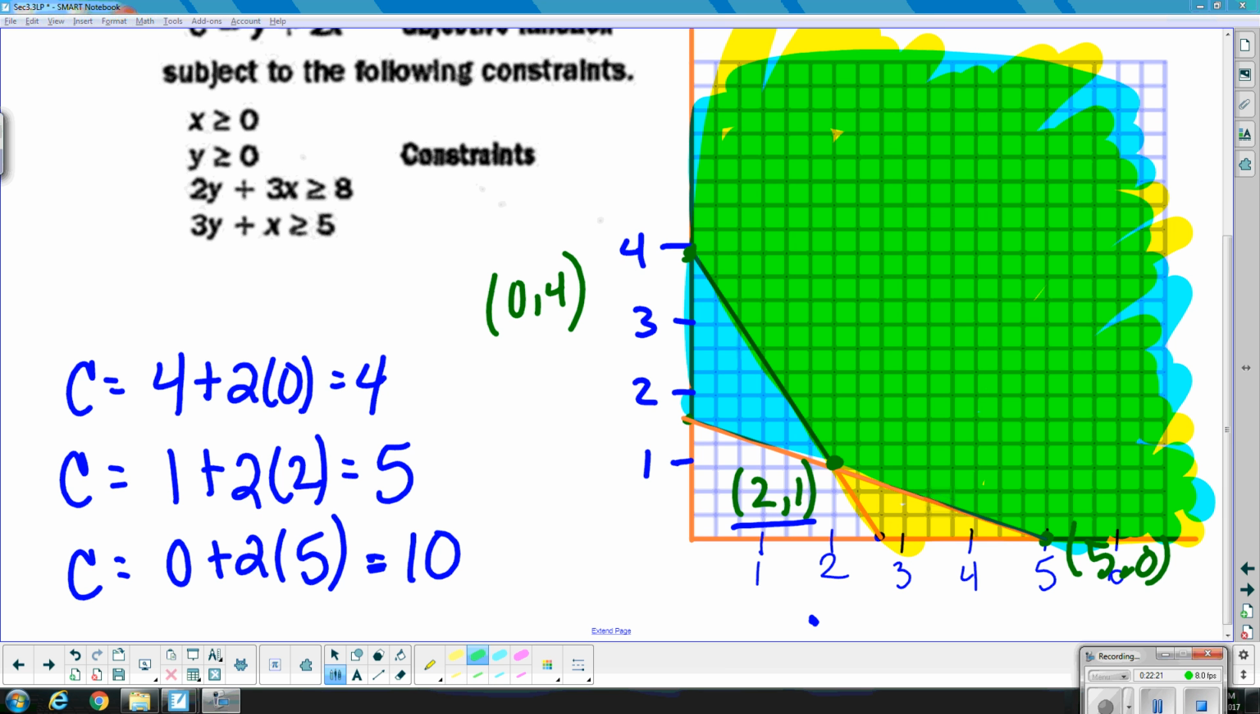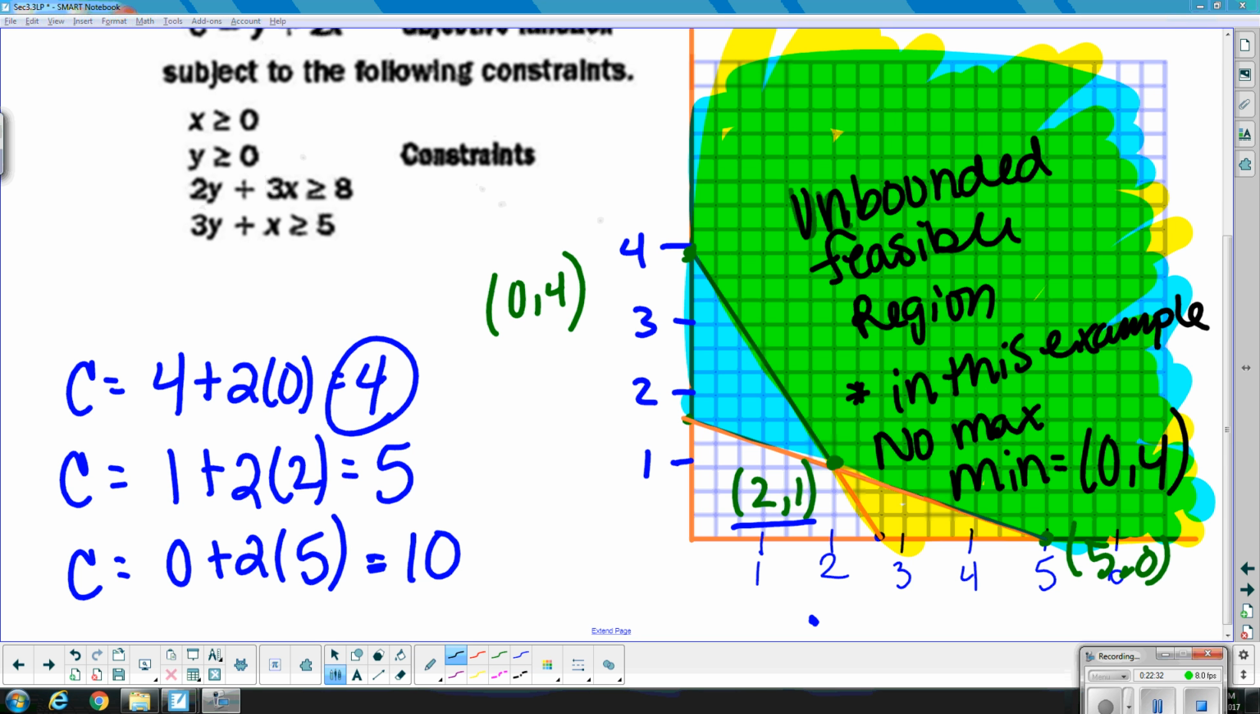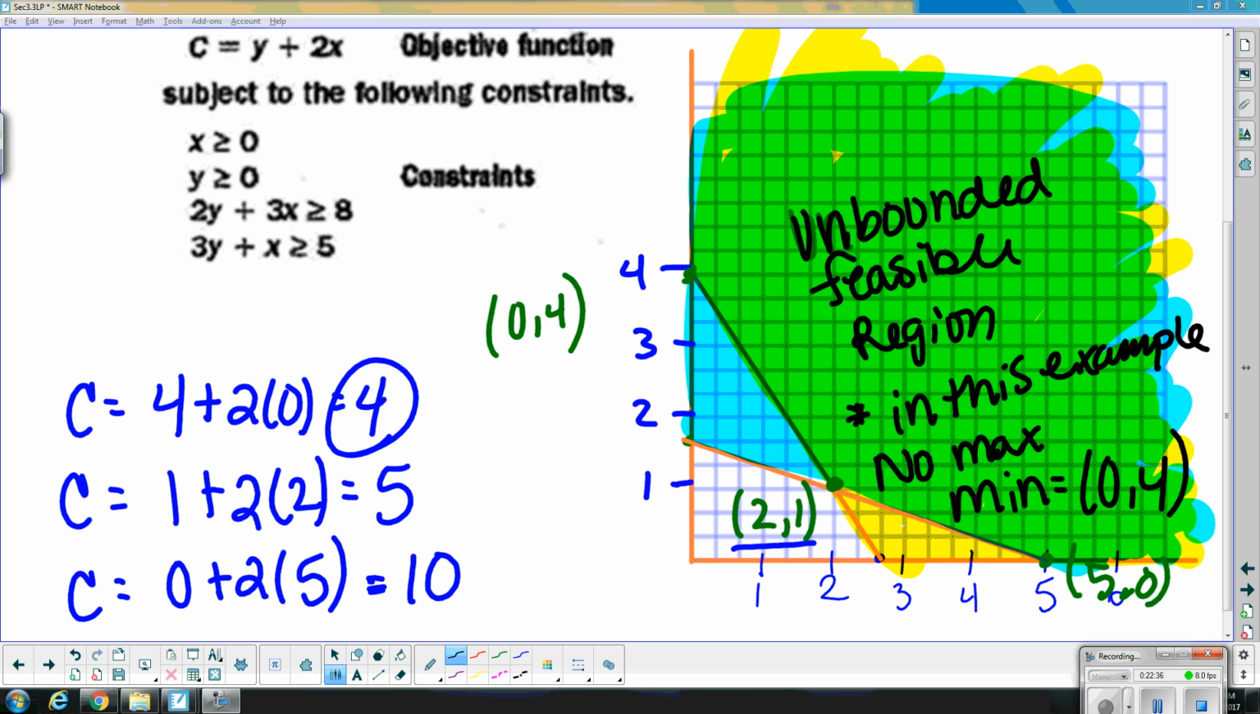Since this one is an unbounded region, we have a minimum here, but there is no maximum. So in this example, again, it's unbounded. So we have a feasible region, but an unbounded feasible region. So in this example, we do not have a maximum. We have this minimum at 0, 4. But we don't have a maximum.